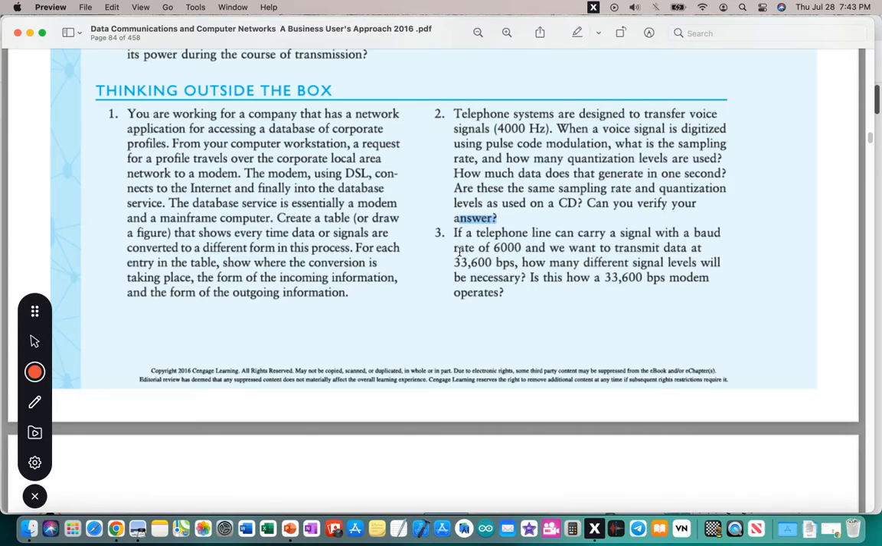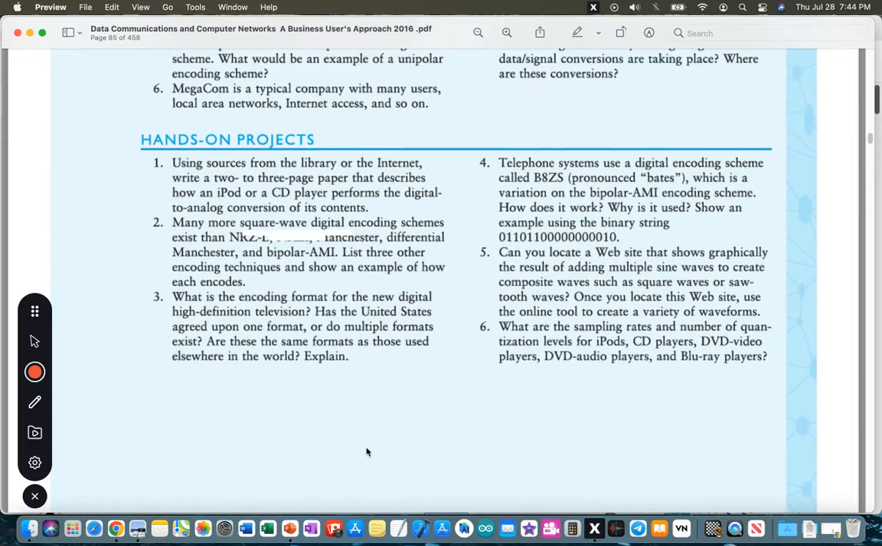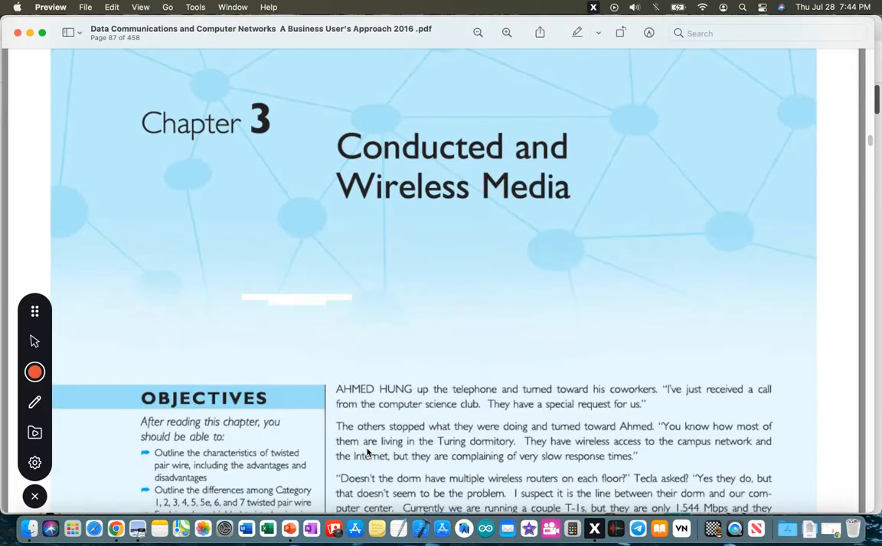The thinking outside the box question, third question: if a telephone line can carry a signal with a baud rate of 6,000 and we want to transmit data at 33,600 bits per second, how many different signal levels will be necessary? Is this how a 33,600 bits per second modem operates? That's another question. And we have three more questions. Fourth, fifth, and sixth question, which is very long. Then we have hands-on projects. Then we'll go to the next chapter, which is chapter 3.